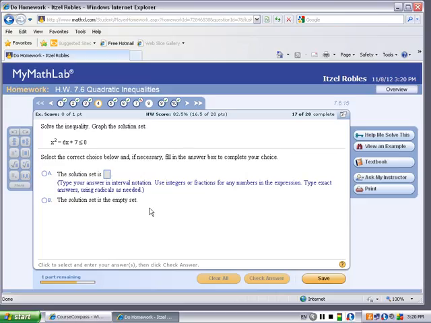Okay, so the answer will be brackets 3 minus radical 2 to 3 plus radical 2. Thank you so much for asking.